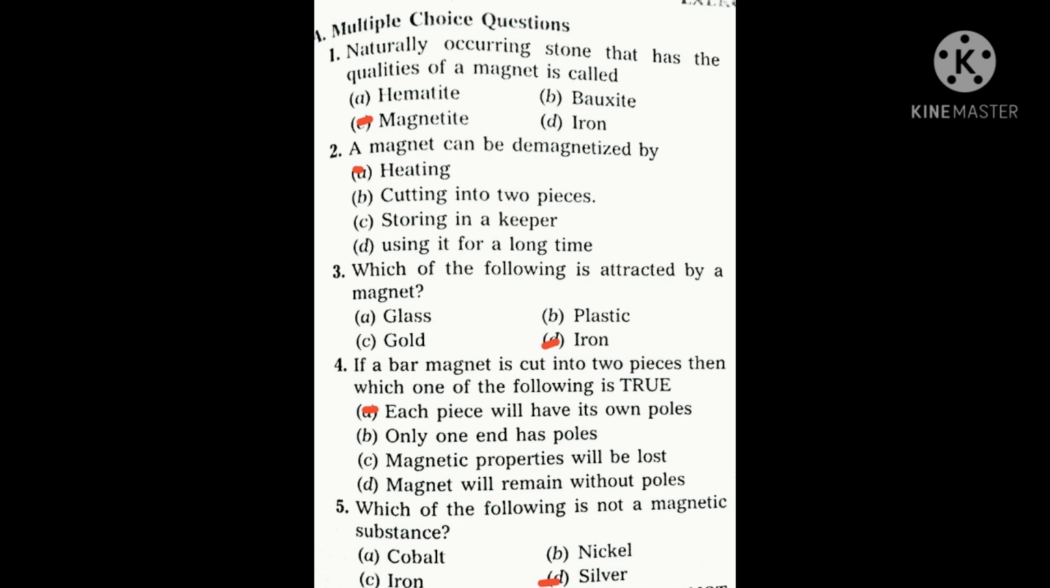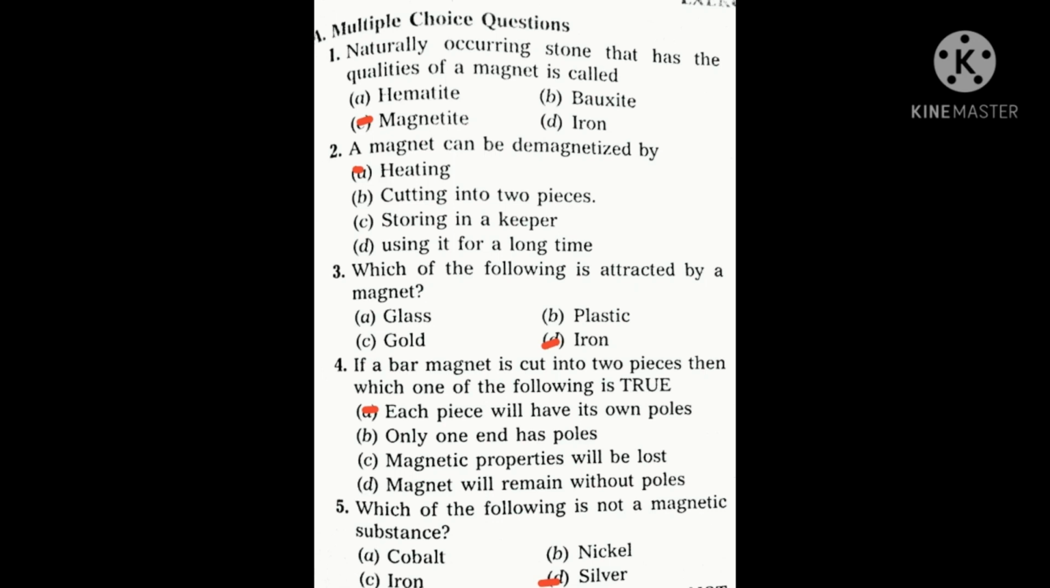Next one, a magnet can be demagnetized by heating, cutting into two pieces, storing in a keeper, or using it for a long time? Cutting into two pieces, there is no demagnetization. Storing in a keeper, no demagnetization. Using it for a long time, no demagnetization. When heated above a certain temperature, it is demagnetized. So the answer is heating.